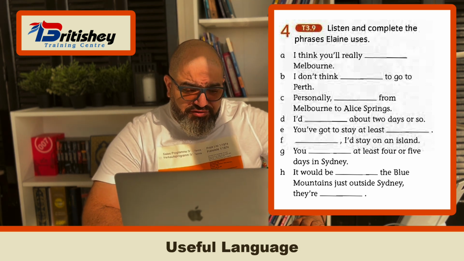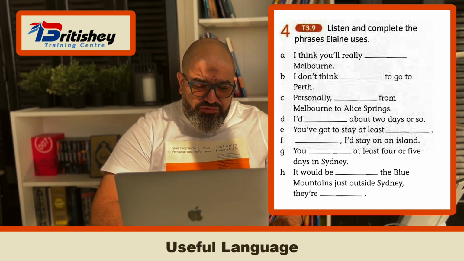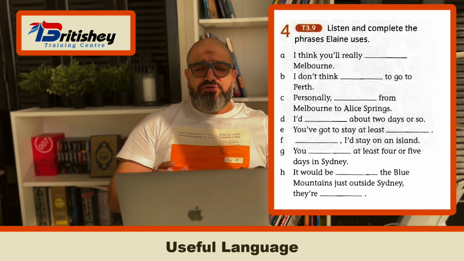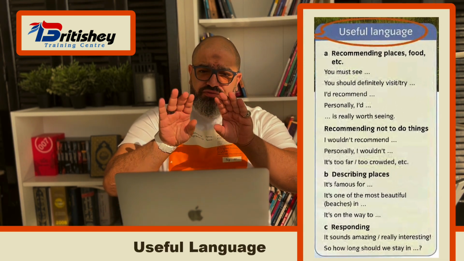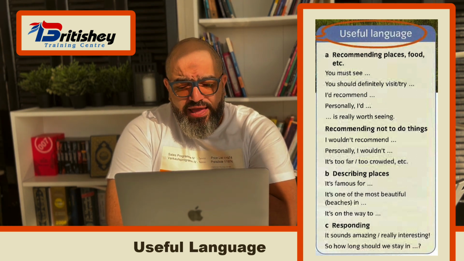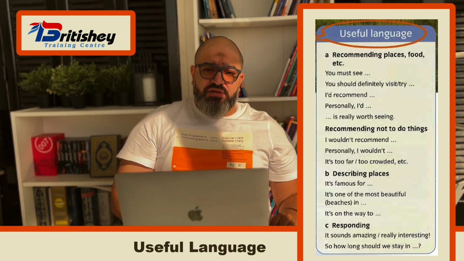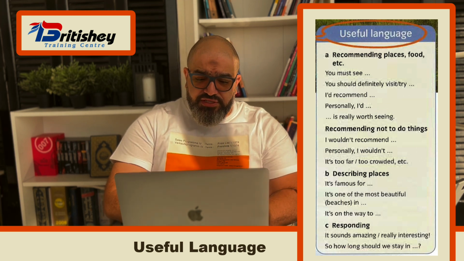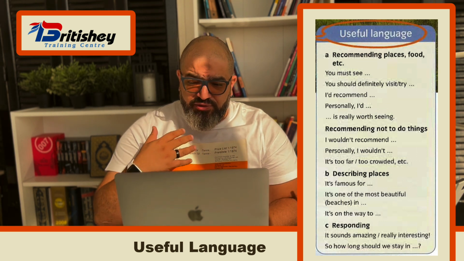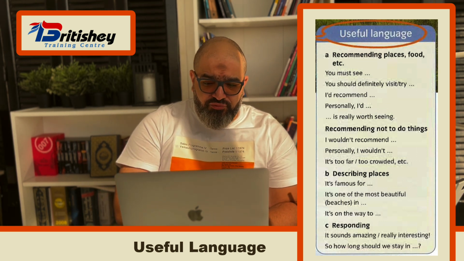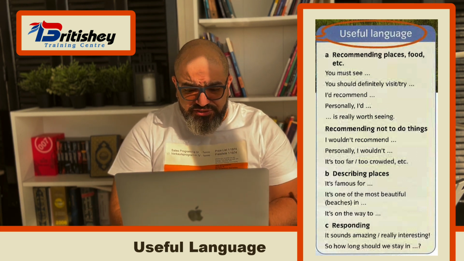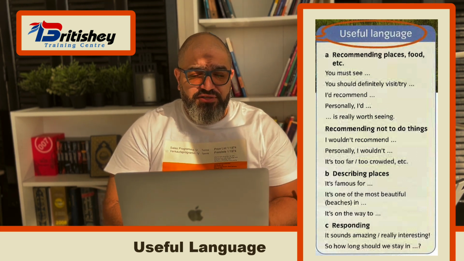Now, after activity 4, if we move to the following page, which is related to the same task, we see that the course book designer put the useful language in a wonderful box. And inside that box, he put some types of phrases, A, B, C. So A, recommending places, food, recommending not to do things, and B, describing places, and C, responding. So, useful language.